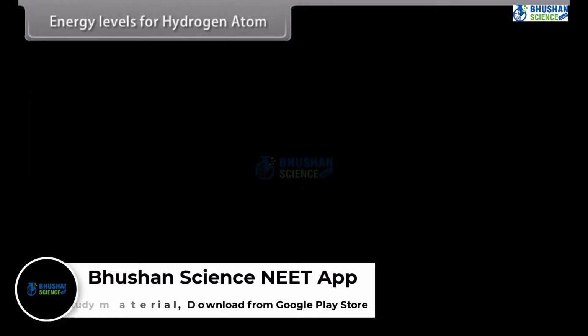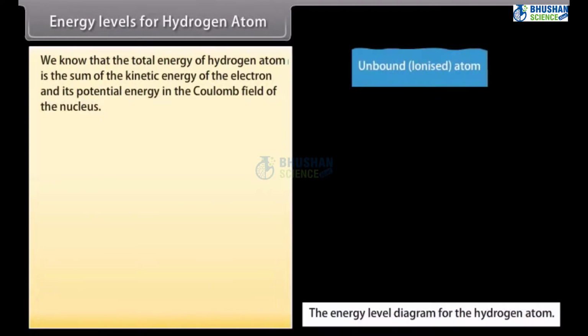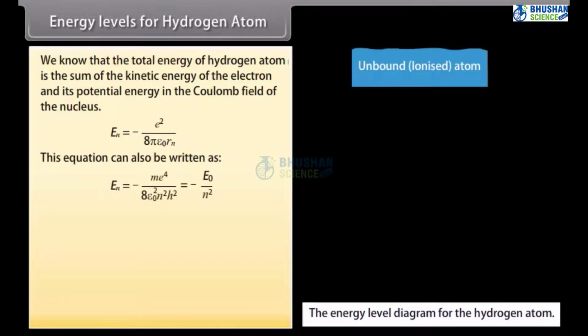Energy levels for hydrogen atom. We know that the total energy of hydrogen atom is the sum of the kinetic energy of the electron and its potential energy in the Coulomb field of the nucleus. Eₙ = −e²/(8πε₀rₙ). This equation can also be written as Eₙ = −me⁴/(8ε₀²n²h²), where E₀ is equal to me⁴/(8ε₀²h²).